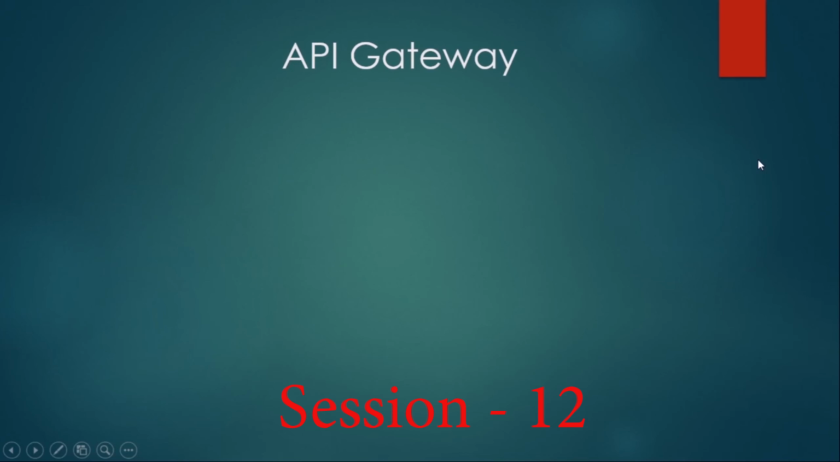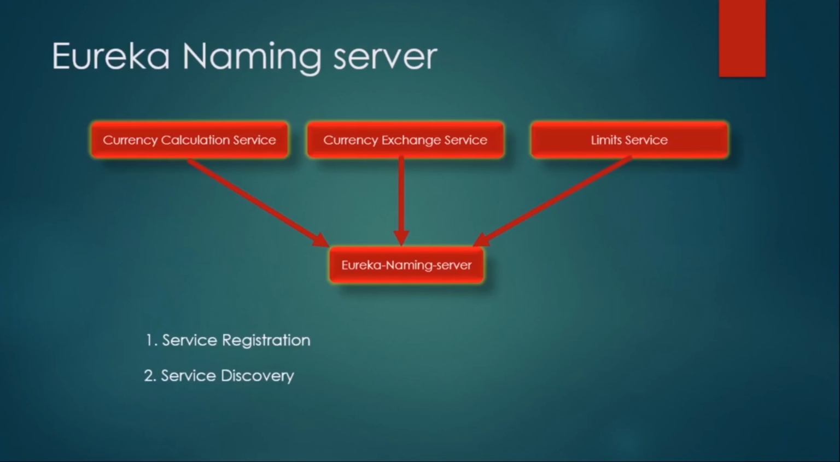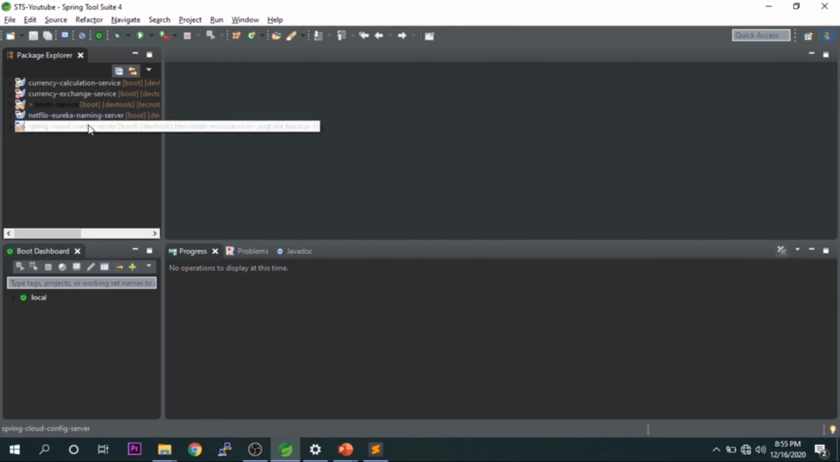In this video, we will talk all about API gateways. We will go through different features of API gateway and how we can implement that in our project. Till now, you can see that we have implemented different projects in our application: the currency calculation service, the currency exchange service, and the limit service. And along with it, we have created a Eureka naming server and a Spring Cloud config server.